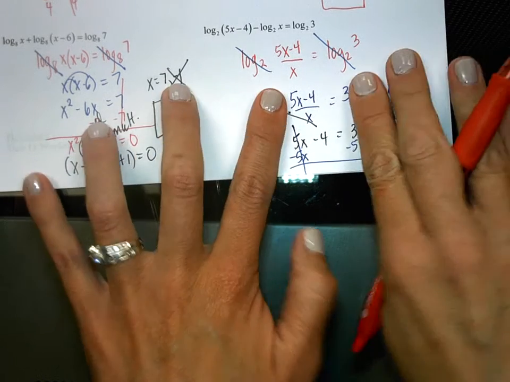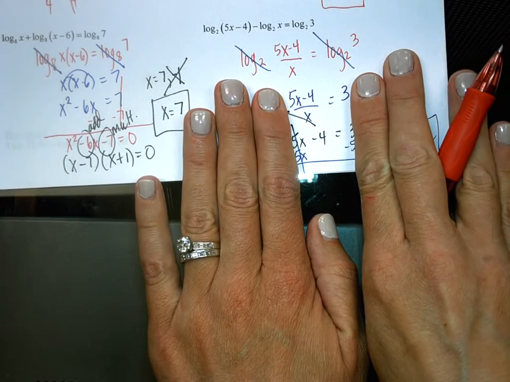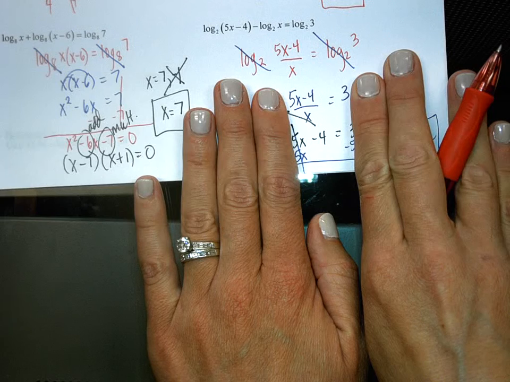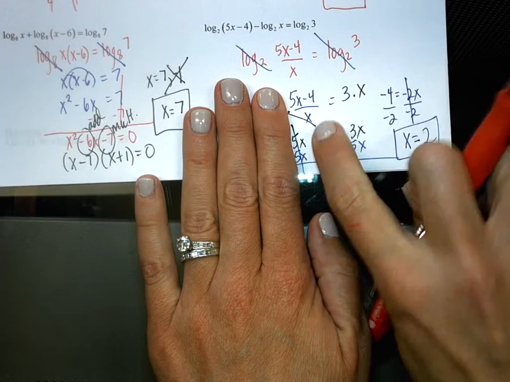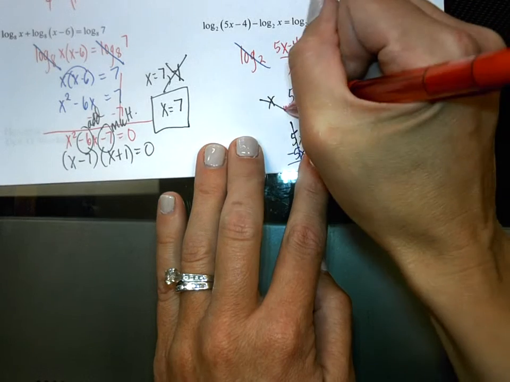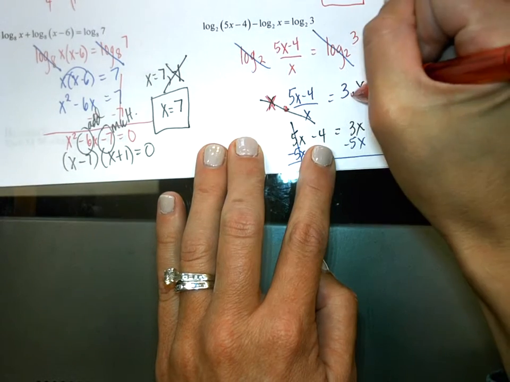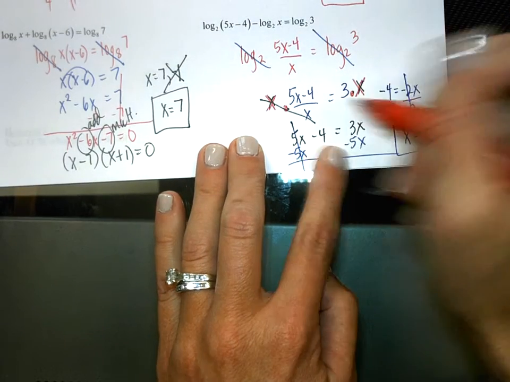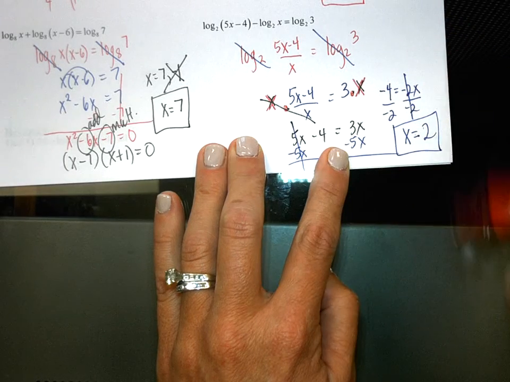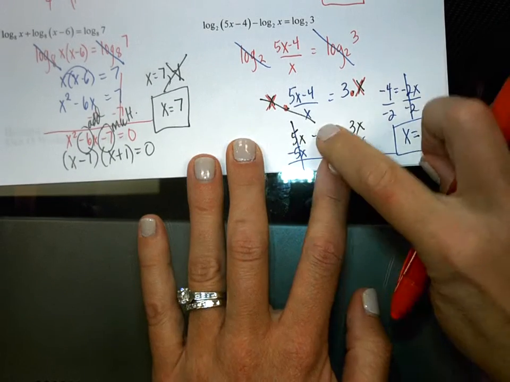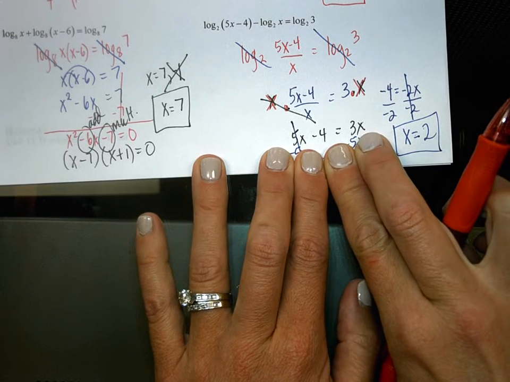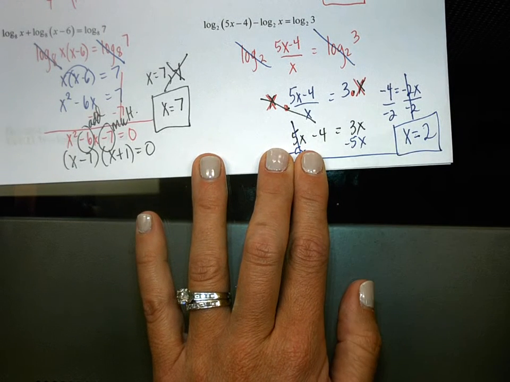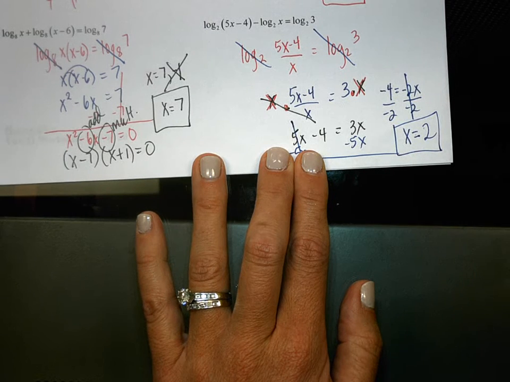So I had this equation right here: 5x minus 4 over x equals 3. Anytime you want to eliminate a fraction, you multiply by the denominator. And so since the denominator is x, I chose to multiply both sides by x in order to eliminate the fraction. Okay? So those canceled, and that's how we have 5x minus 4, and then 3 times x is 3x. And then I solve from there. Okay? Any other questions? All right. We're going to go ahead and keep going.